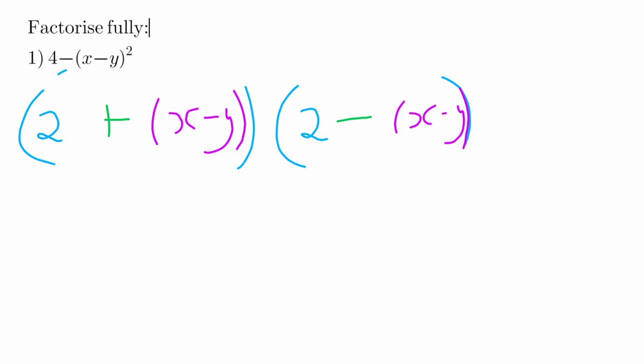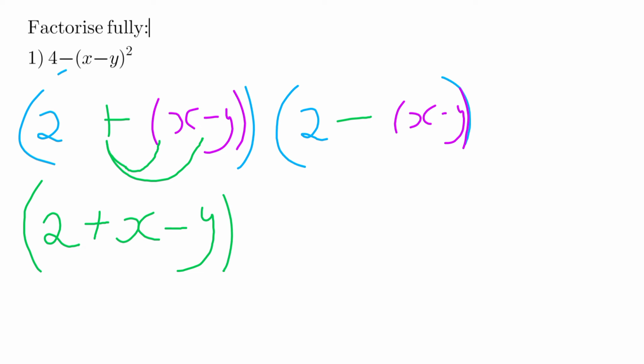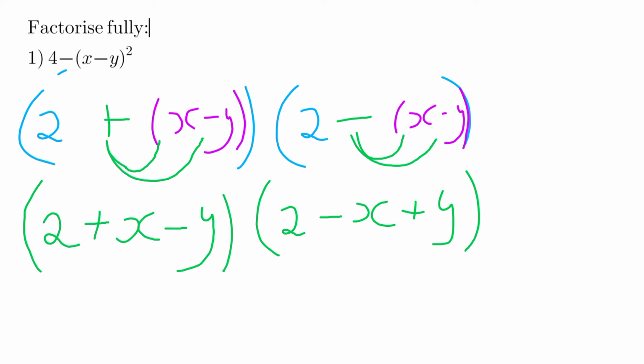There you go. So what's left is to just simplify what's inside each of these brackets. We have 2, and then positive times positive gives us positive x, and then positive times negative is negative y. And then we go to the other bracket. We put the 2 here, and then we start multiplying. Negative times positive is negative x, and negative times negative is positive y. There we go. So you have factorized fully using this method.